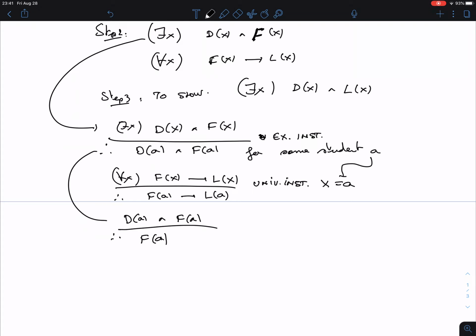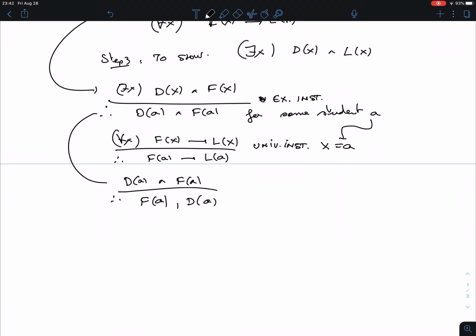But technically there's a step to be done here, right? We have DA and FA, but from that we know FA follows from that. These two things have to be true, so at least each separately has to be true. So also DA is true. Let's also conclude that now, because you'll see we'll need it later.